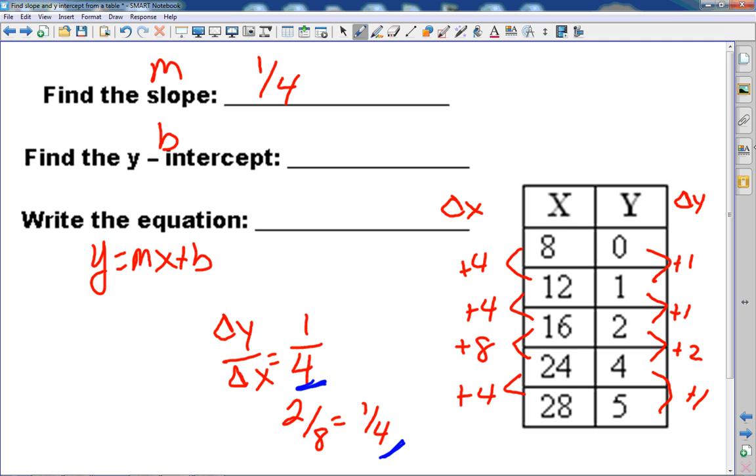Now to find my y-intercept, I don't have anything in my column that says 0. So I'm going to build my table and try and find my y-intercept. I've got 8, 0. I'm going to put 1/4 in here.